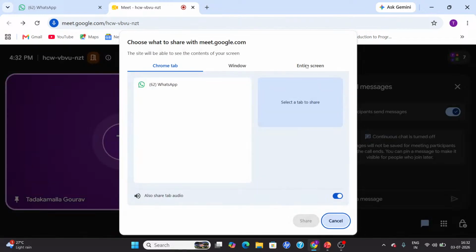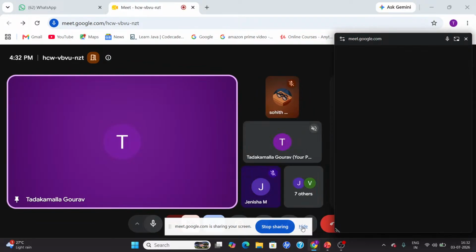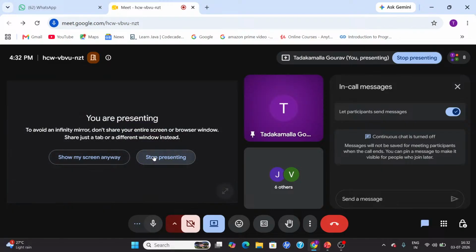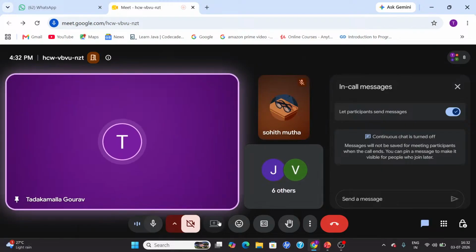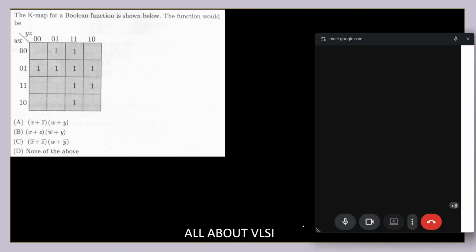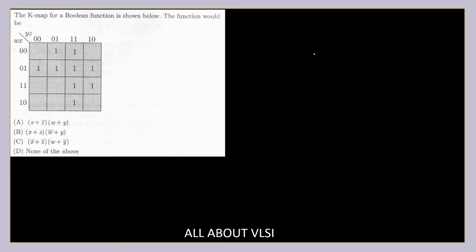Let me reshare my screen. This is the first question for today, where you need to solve this particular K-map and come up with a solution. It's a very simple question. Please try this out and let me know in the chat box. You can take 5 minutes for solving this question.